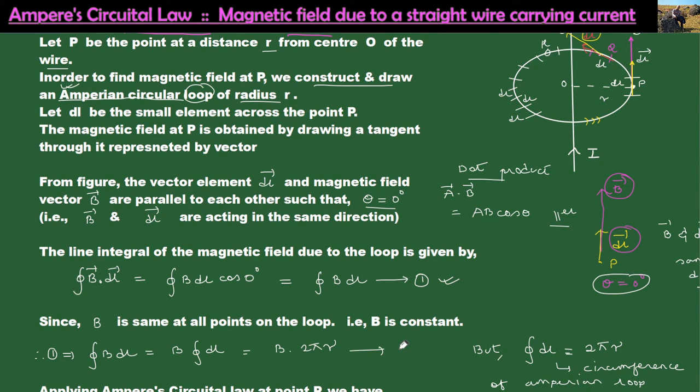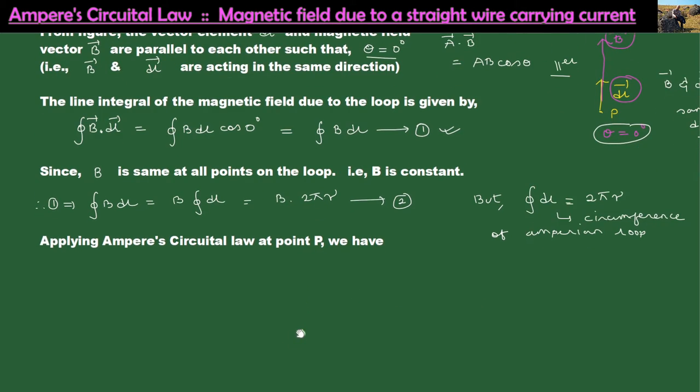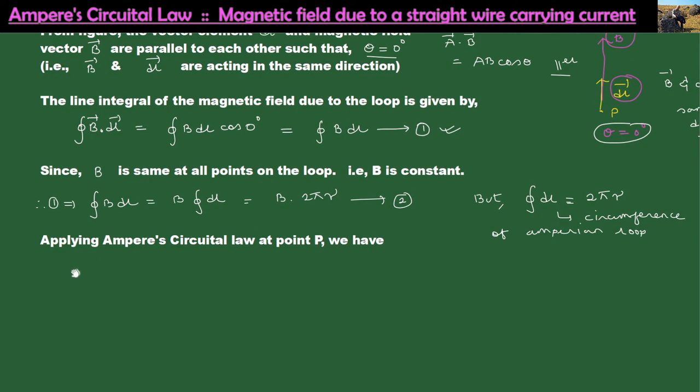Let us mark this as equation number 2. Now we apply Ampere's circuital law across that loop. According to Ampere's circuital law, the line integration of B dot dl will be equal to mu naught I. We have solved the left hand side and it reduces to B times 2 pi r. This will be equal to mu naught I.